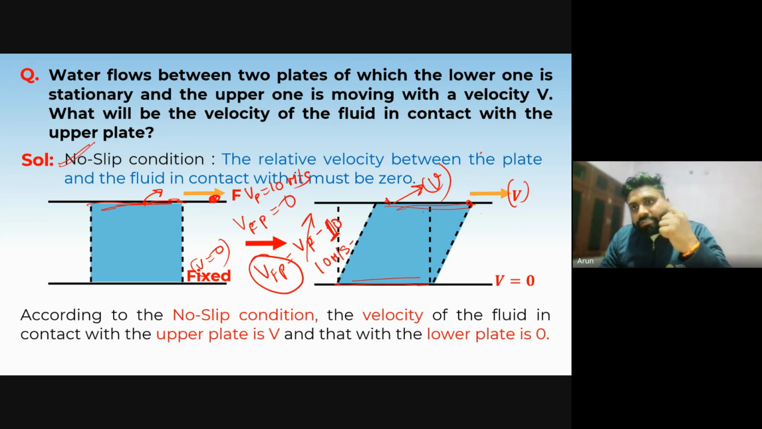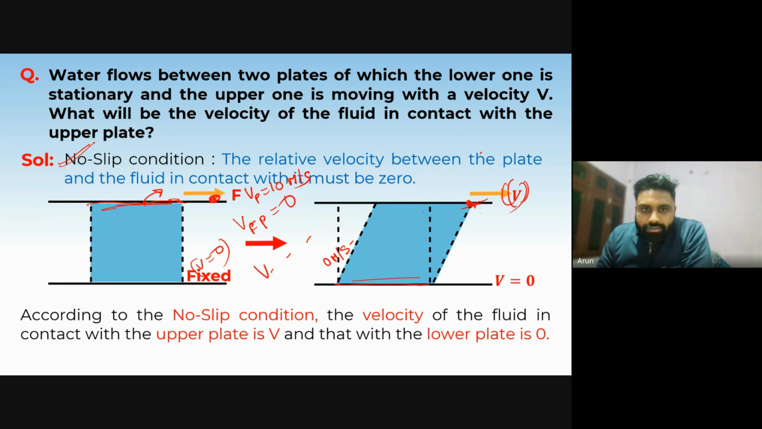Got it? Same velocity we have to acquire, because here the plate is also in motion. And to make the relative velocity zero, the liquid has to flow with the same velocity as the plate, which is v. Got it? So I hope you got the difference, JNV Ramnagar student.